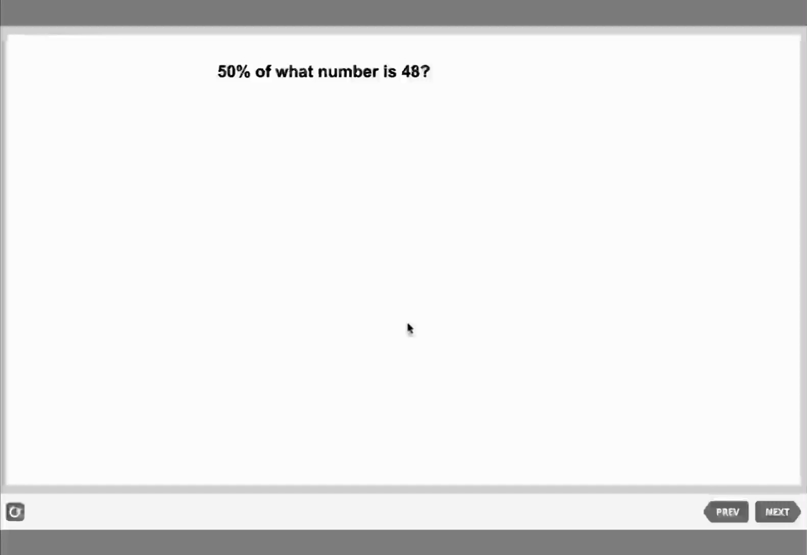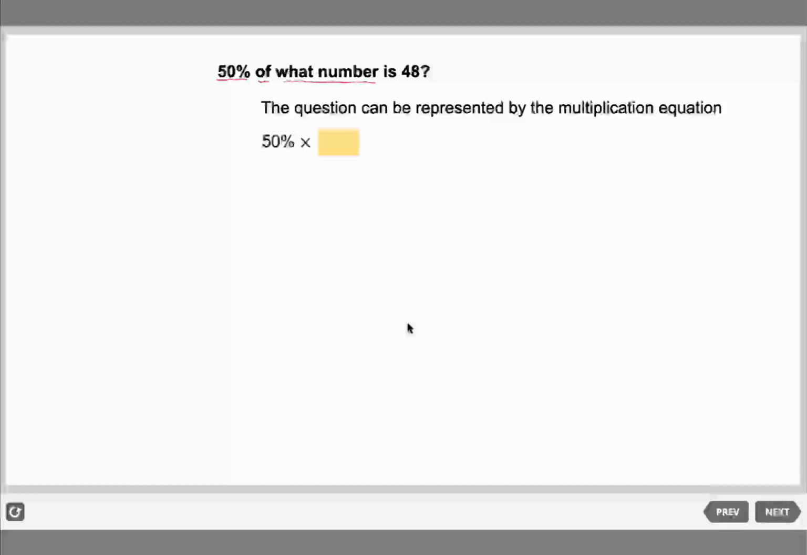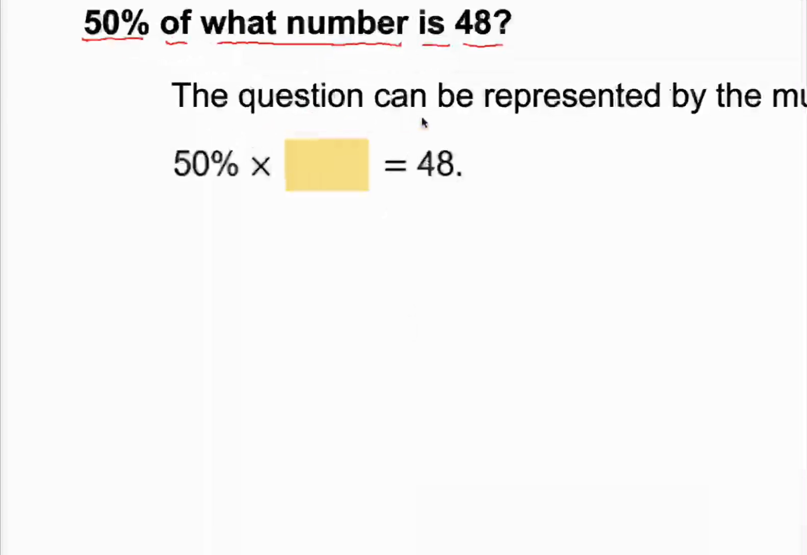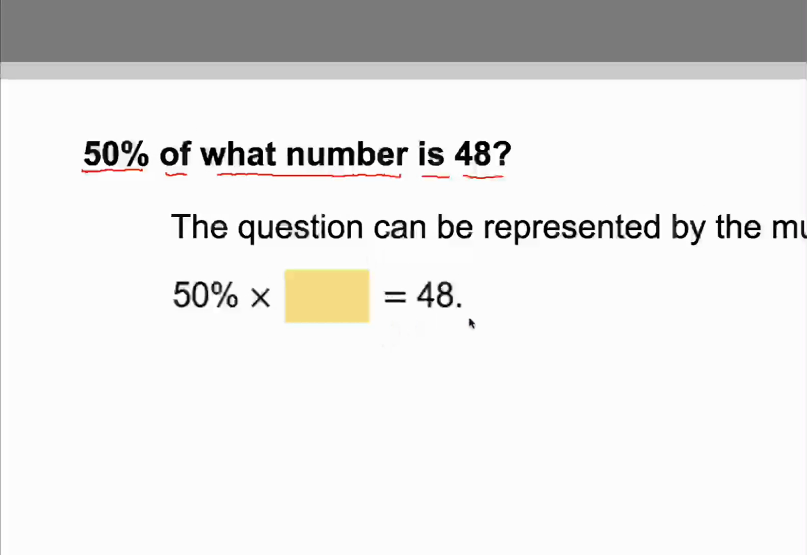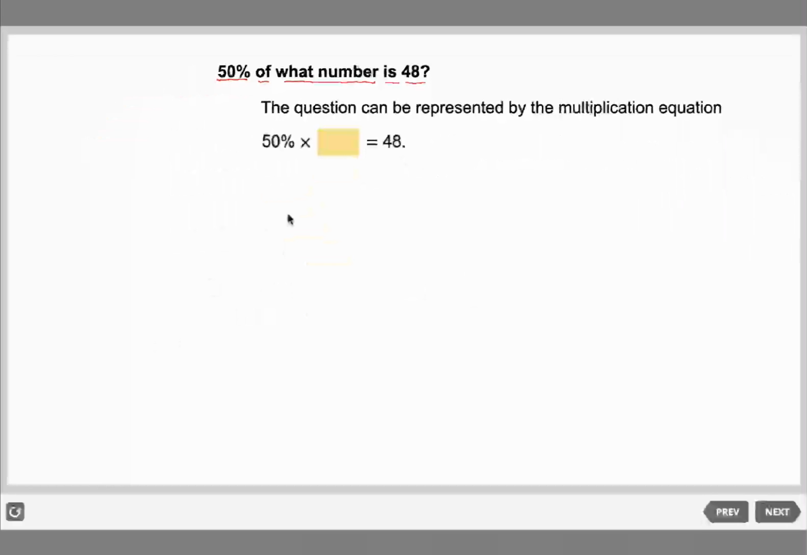We need to find 50% of what number is 48. So we can write this as an equation. 50% multiplied by a number. I don't know what the number is. Equals 48. So that's what we have. By definition, we can divide 48 by 50% to find the number, the whole.